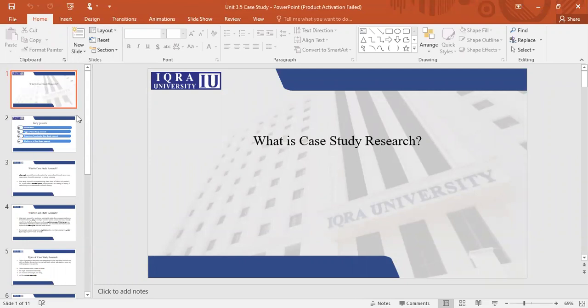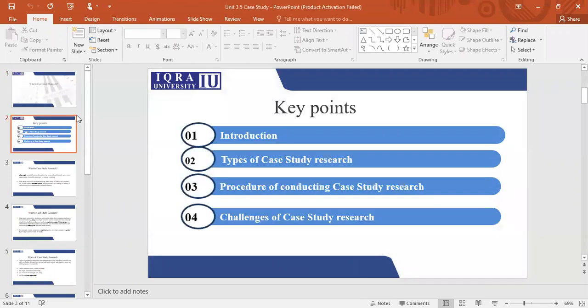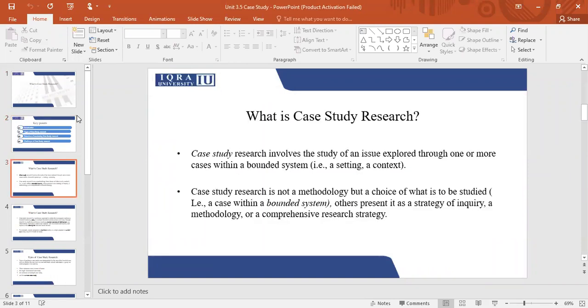In this chapter, we will study what is a case study research, what are the types of case study research, what is the procedure, and what are the challenges. First, we need to understand what is a case study research.